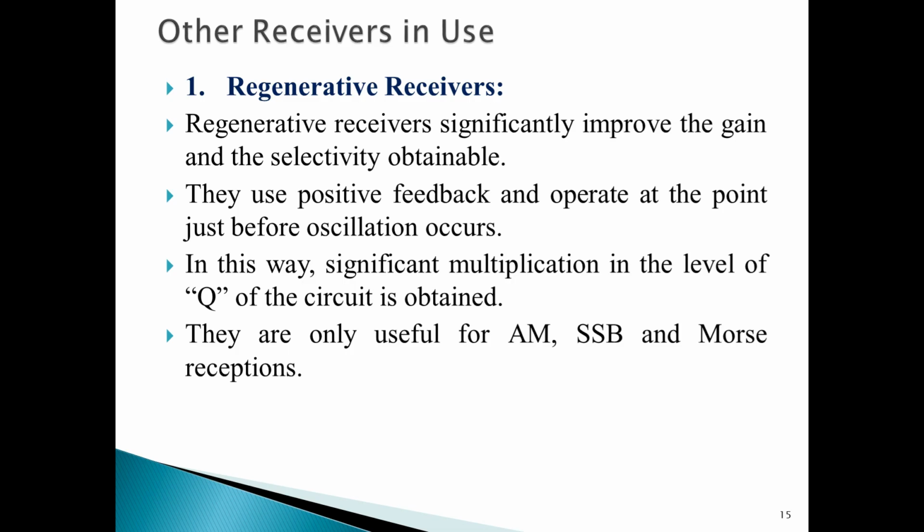Other receivers in use. 1. Regenerative receivers. Regenerative receivers significantly improve the gain and the selectivity obtainable. They use positive feedback and operate at the point just before oscillation occurs. In this way, significant multiplication in the Q, the quality factor of the circuit, is obtained. They are only useful for AM, SSB, and morse code receptions.